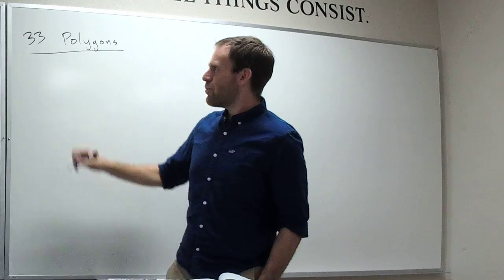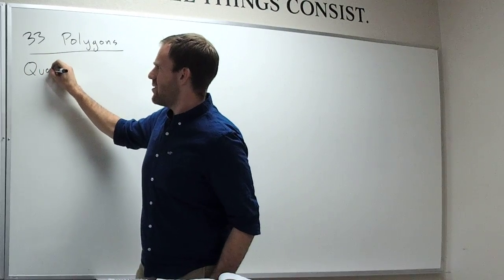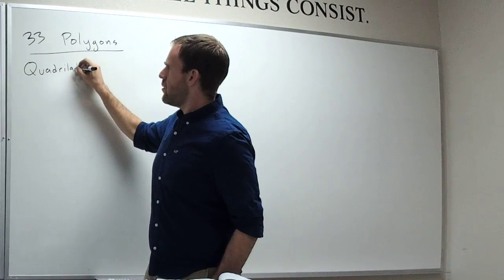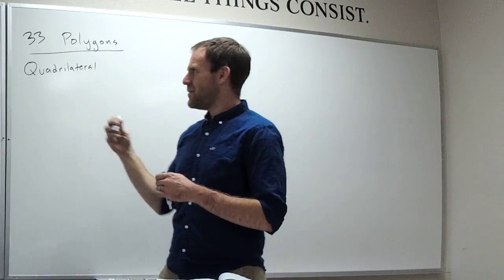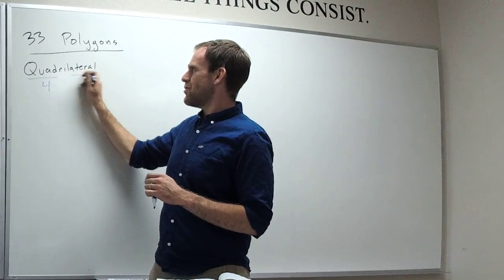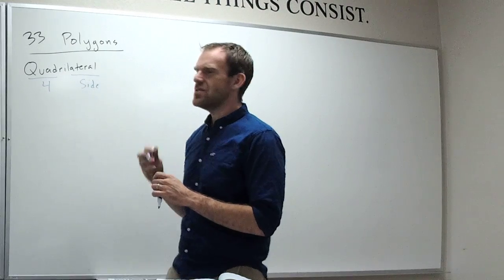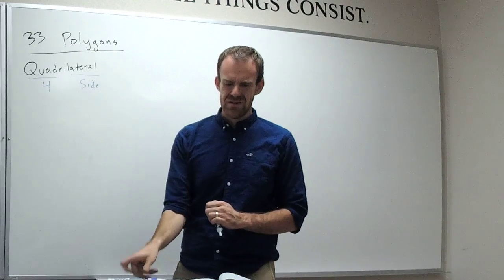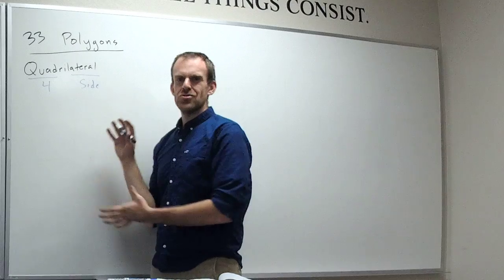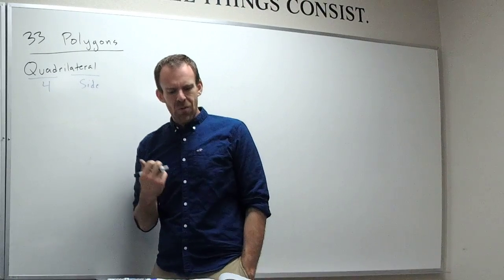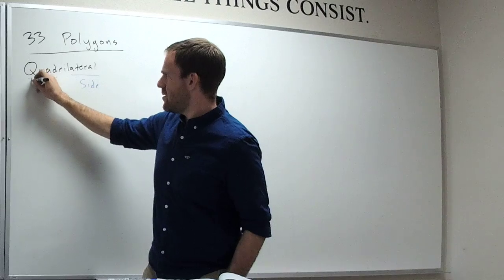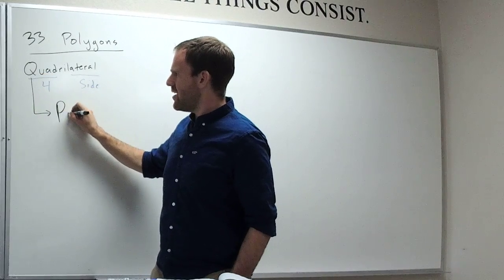So first off, we're going to start with the quadrilateral. It's pretty easy to figure out what this shape is. Quad means four, lateral means side. So these are four-sided figures. Now, within quadrilaterals, we find a bunch of other different shapes. One of those shapes is a parallelogram.